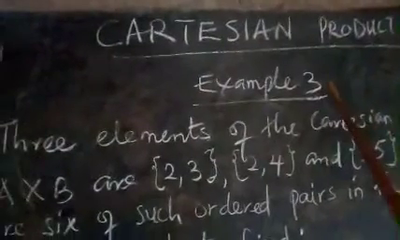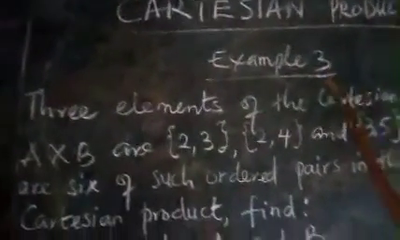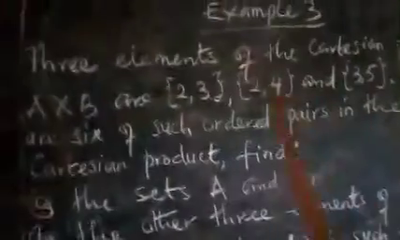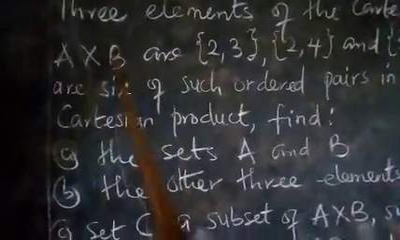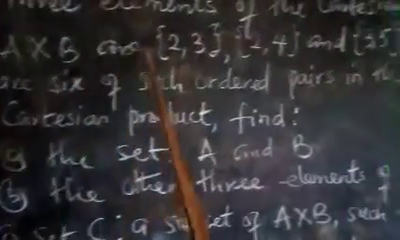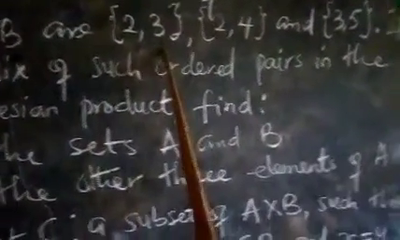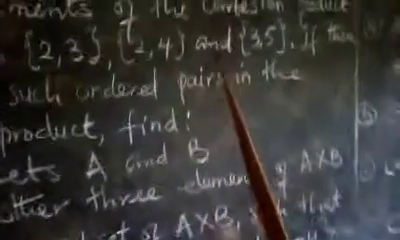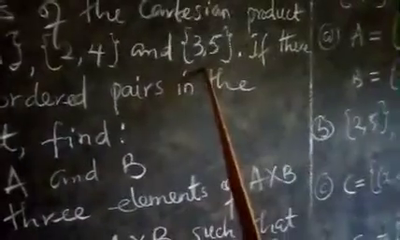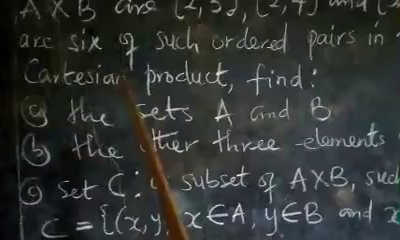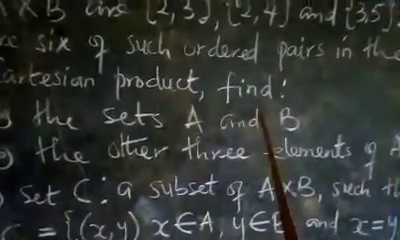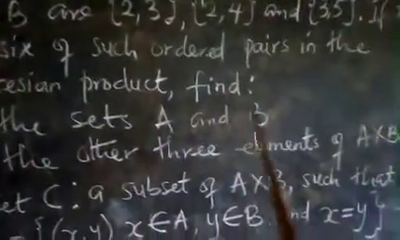Let us look at another example. Three elements of the Cartesian product A and B are (2, 3), (2, 4), and (3, 5). If there are 6 such ordered pairs in the Cartesian product, find the sets A and B.